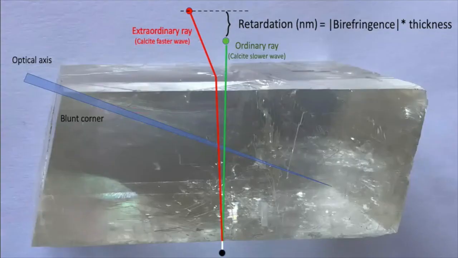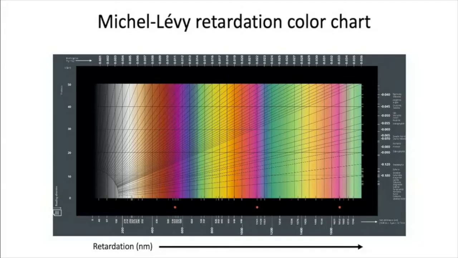Note that for calculating a retardation, we use the absolute value of birefringence. It is the delay between the extraordinary and the ordinary rays that is important, not who is higher than who. The retardation colors under cross polars are described in the so-called Michel-Levy retardation color chart, like this one. It looks like a series of rainbows, more or less repeating the same basic color sequence in several orders.